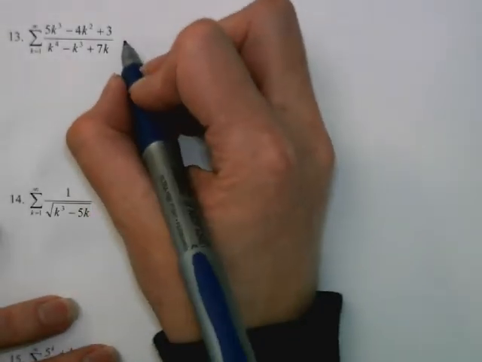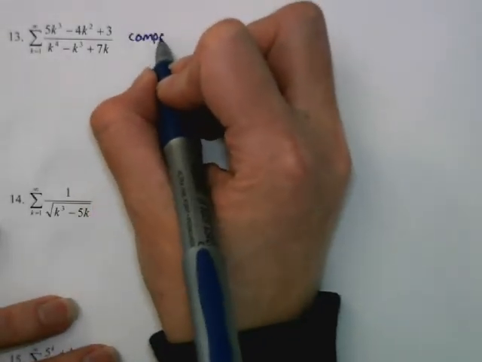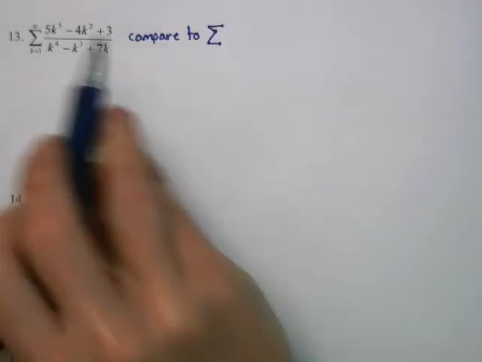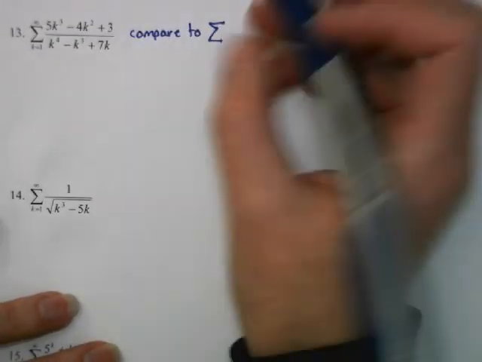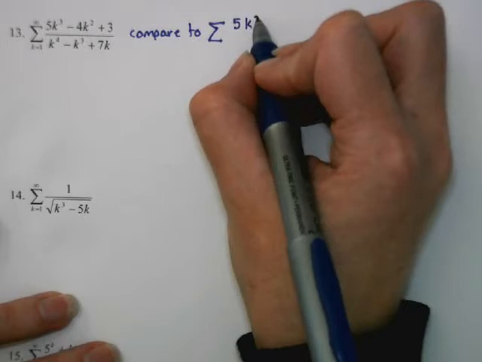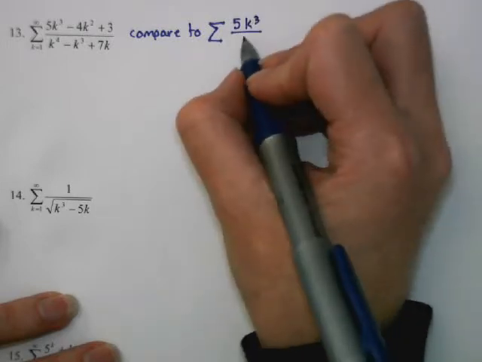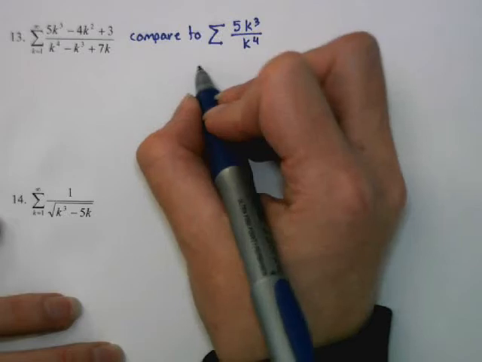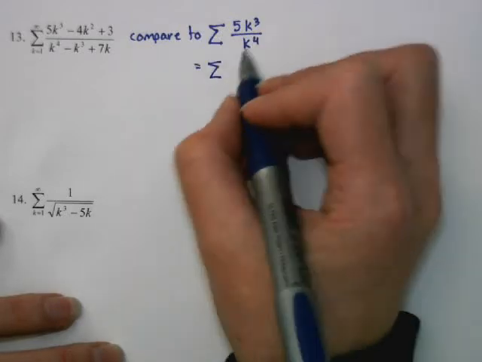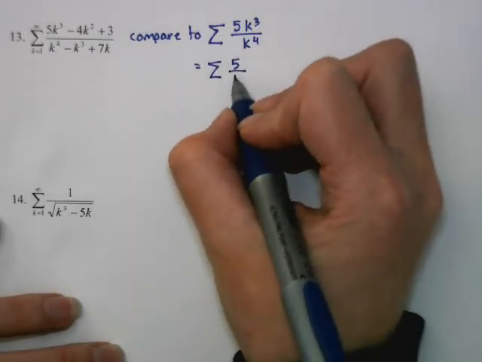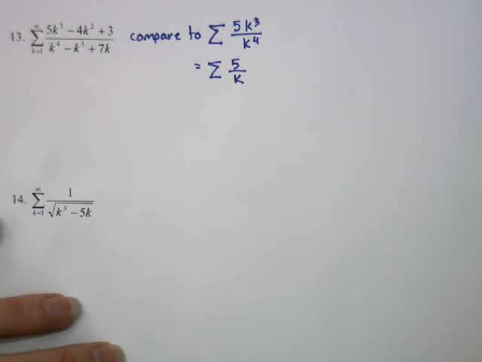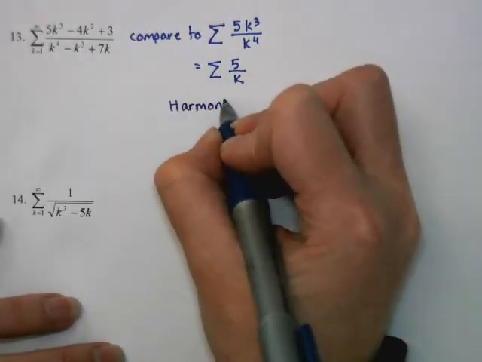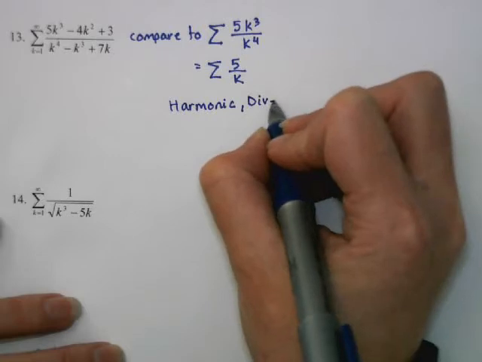Okay, here, I'm going to compare to, I'm going to take off all the extra, I'm just going to look at the two big ones. I'm going to have 5k cubed over k to the 4th. Well, if I simplify that down, that's going to equal 5 over k. Well, that's harmonic. Therefore divergent.